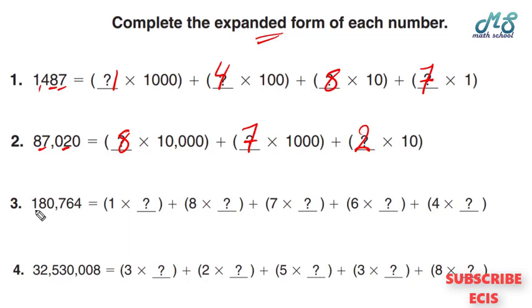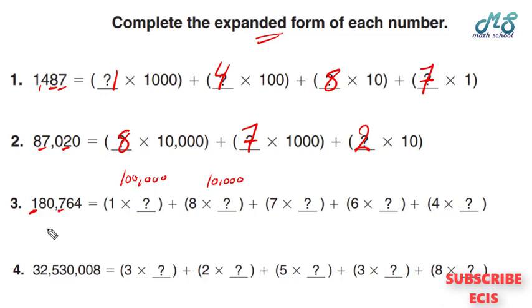Number 3, we have 6 digits. 180,764. 1 in 100,000 place, so its value is equal to 1 times 100,000. What about the missing number? The missing number is 100,000. 8 in 10,000 place, so its value is equal to 80,000. 80,000 is equal to 8 times what? Times 10,000. So the missing number is 10,000.